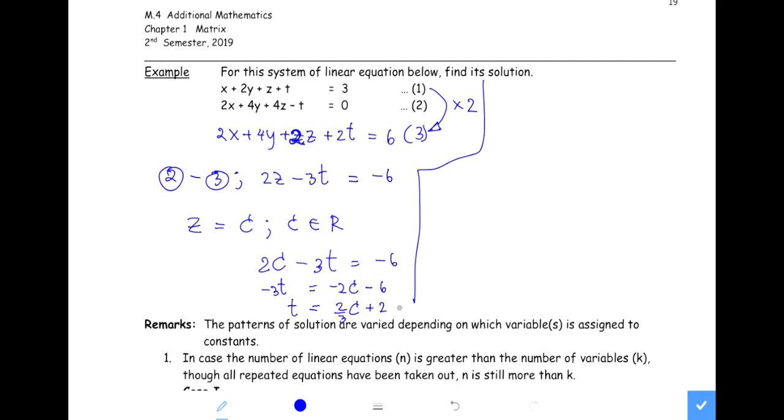So keep it. This one is going to be maybe equation number 4. Then I will just go back and substitute in equation 1. Equation 1 is easier. So let's put it back in equation 1.